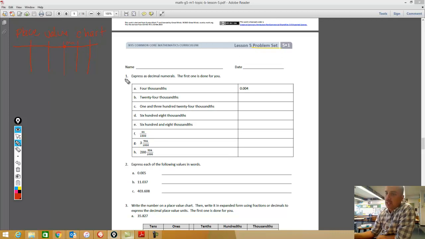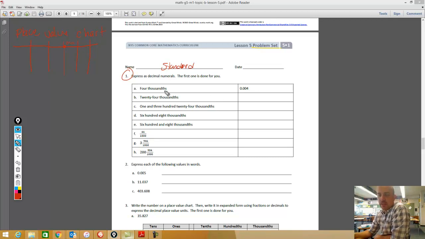So beginning with problem number 1, always read the directions. Express as decimal numerals. The first one is done for you. Decimal numerals, we're talking about standard form, okay? Please mind my handwriting, thank you. That is an A. It looks like an E, but it's an A. I know how to spell. Come on, I'm a teacher.